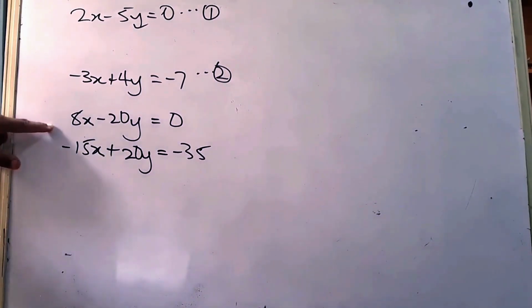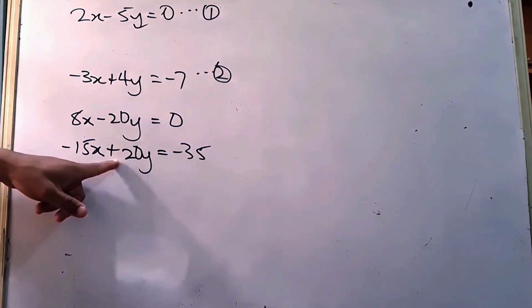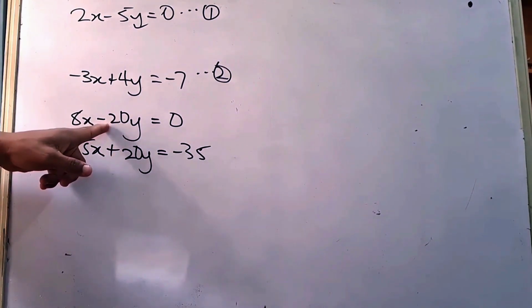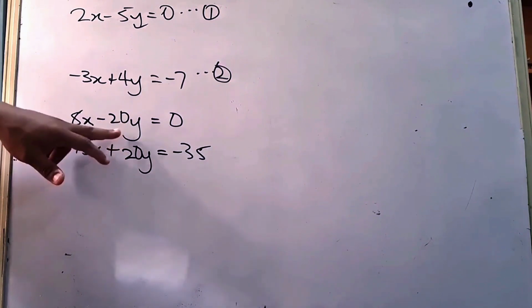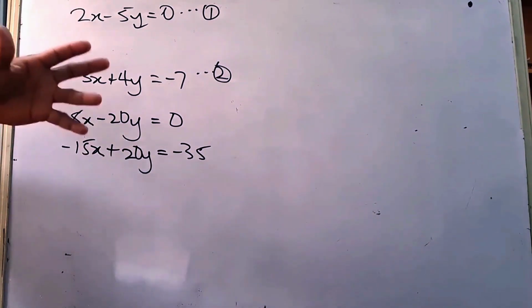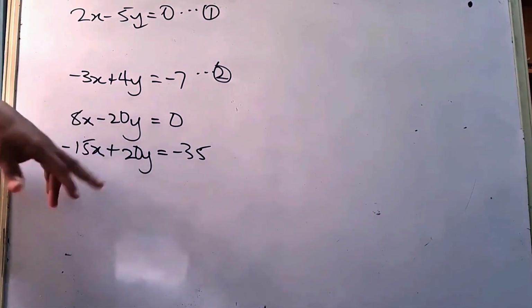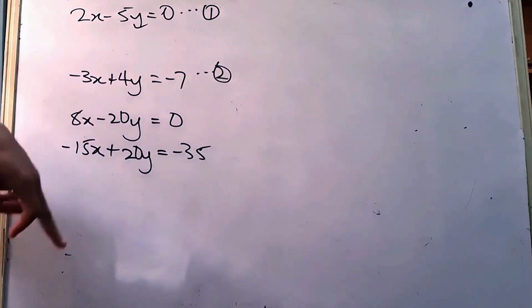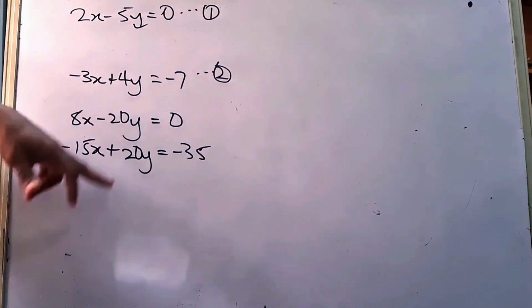Now, in this case, because the coefficient of y here is plus 20 and the coefficient of y here is minus 20, it will be a disservice to you to subtract. If you subtract, this becomes minus 20 plus minus 20, which is minus 40y. So y doesn't go anywhere. So the best option here is to add, because the goal is to eliminate y. So we're going to add these two equations so that y goes away.